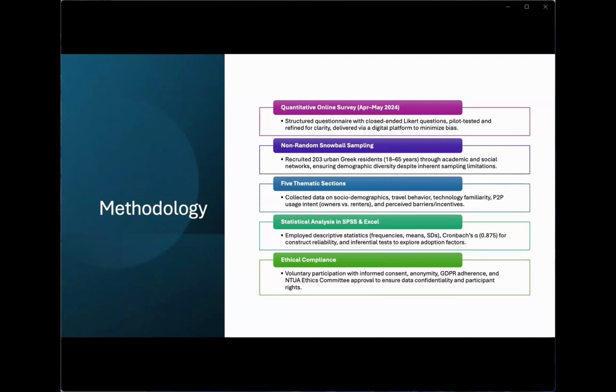We employed descriptive statistics and inferential tests to explore adoption factors. The participation in the surveys was voluntary, and the responses were completely anonymous. We follow the GDPR guidelines as well as the NTUA Ethics Committee guidelines.